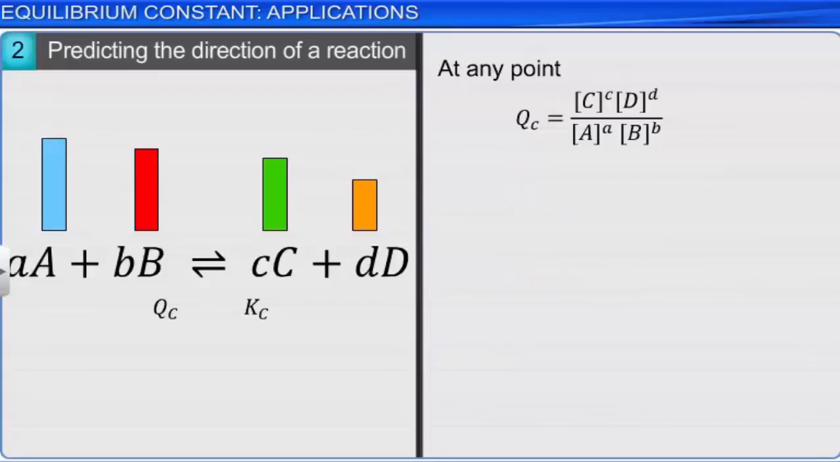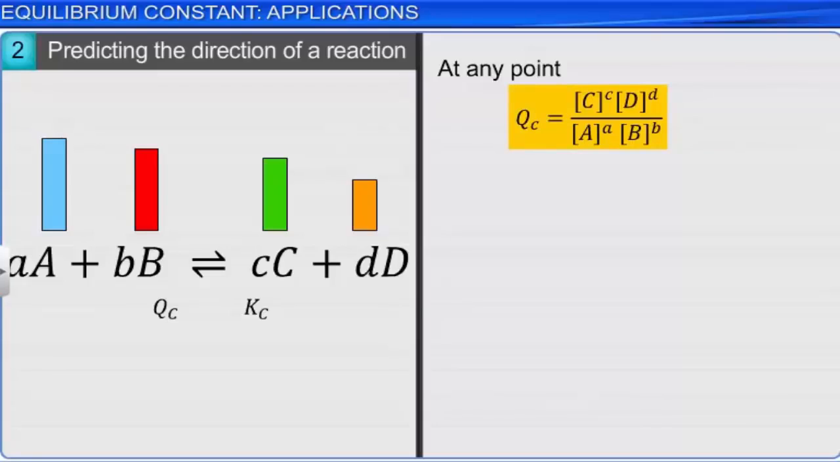For a general reaction of the type a moles of reactant A and b moles of reactant B reacting to give c moles of product C and d moles of product D, the reaction quotient Qc is expressed as the product of the concentration of C raised to the power of c and the concentration of D raised to the power of d, divided by the product of the concentrations of A raised to the power of a and the concentration of B raised to the power of b. Remember that the concentrations of the reactants and the products expressed in the equation are current concentrations and not equilibrium concentrations.